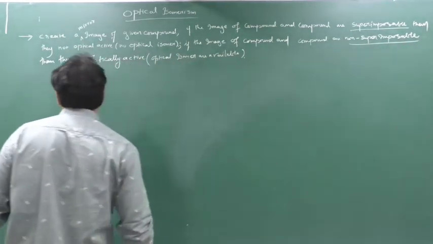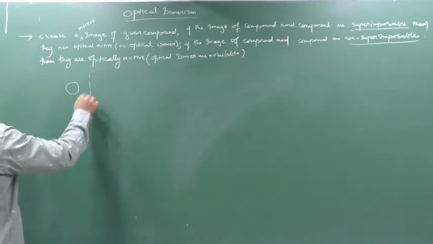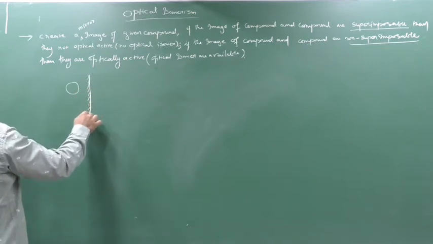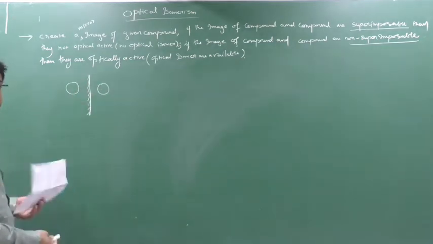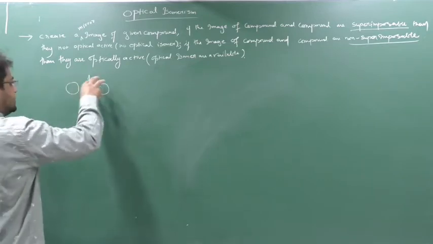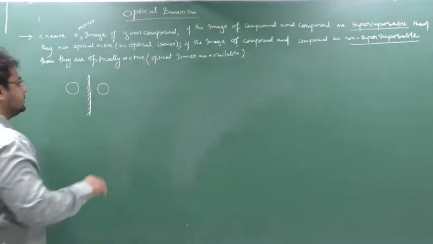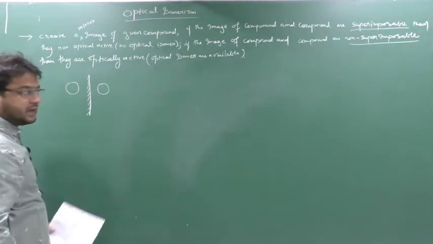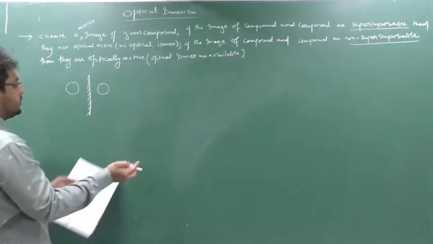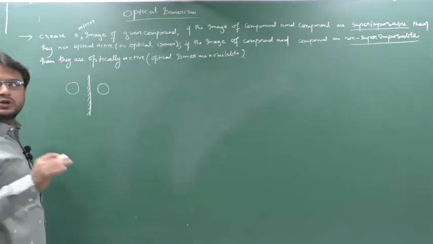See here. Suppose I have circled this and I put a mirror here, then you create an image. So this will be the image. This is the compound and this is the image of the compound. Take it and see this. See here, these two circles are coinciding. They merge into each other. So they are superimposable. If both the image and the compound coincide with each other, then they are superimposable.